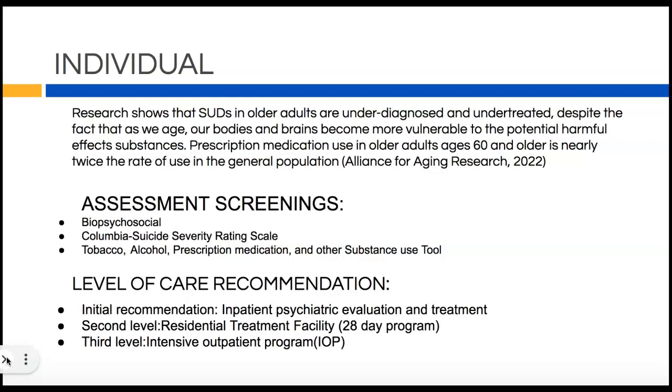And so, because of this particular scenario with our client having suicidal ideations, we will also use the Columbia Suicide Severity Rating Scale, and this is to assess the level of intake as far as the level of care. If the client scores high on the Columbia Suicide Severity Rating Scale, it is recommended that she starts treatment with inpatient psychiatric evaluation and treatment.